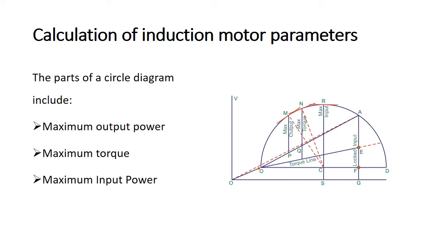Let us now look at the calculation of the induction motor parameters. First of all, we look at the maximum power, the maximum torque, and the maximum input power. All these three are indicated on the circle diagram. Here is the maximum power, the maximum torque, and the maximum input power.